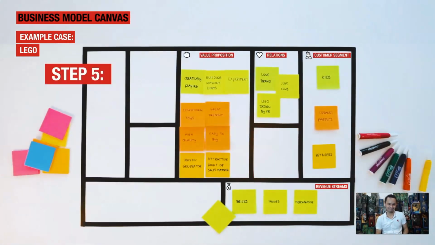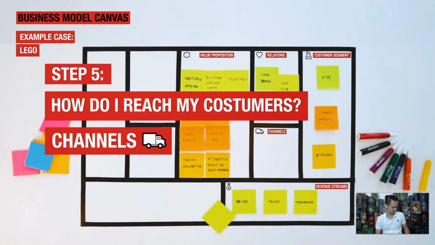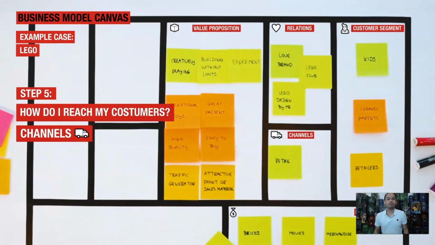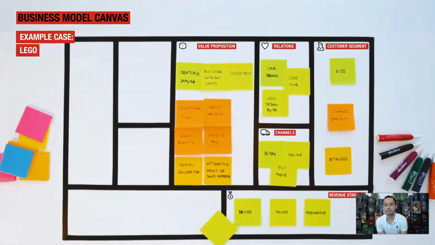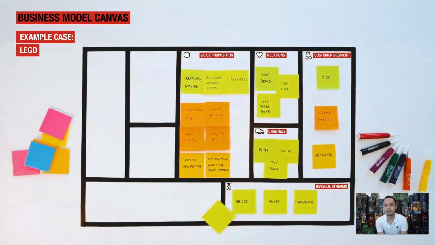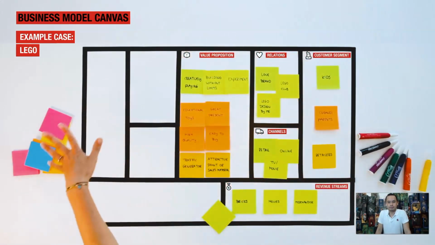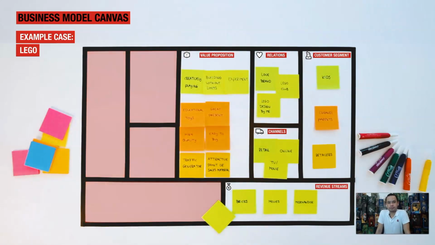Step 5. The fifth section is about your channels. How do you make sure your products or services end up with your customers? In this case, it's the retail channel, the online channel, and the television, films, and series. The right side of the canvas represents the creation side. The left side tells you how you can deliver value as an organization.